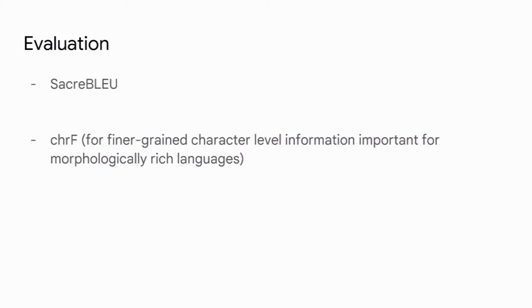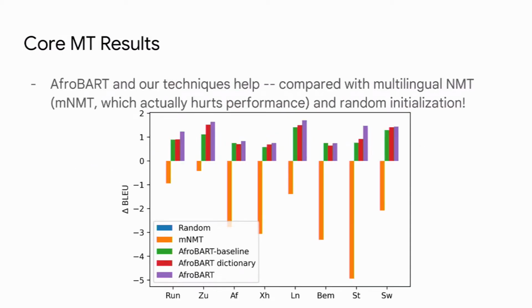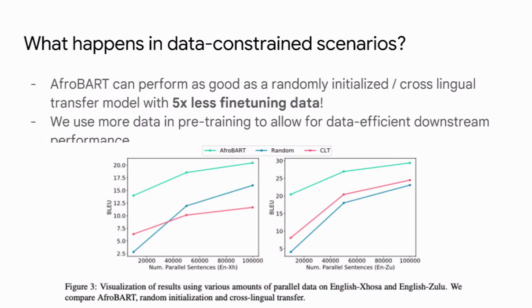And we evaluated using SacreBLEU and the character n-gram F-score, so we could have more fine-grained information on the output of our models for morphologically rich languages. So one thing to note here is that our AfroBART models seem to do much better than, say, random initialization and multilingual machine translation baselines, which goes to the point that we can actually do some sort of pre-training for low-resource languages, and it does work to some extent. And this is promising, especially with this slide, where we look at the number of parallel sentences we have when fine-tuning on machine translation and their corresponding performance.